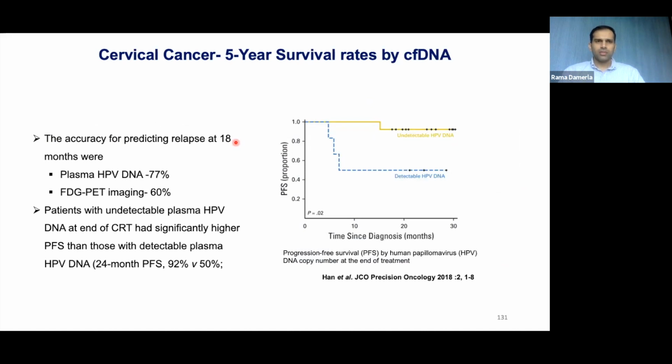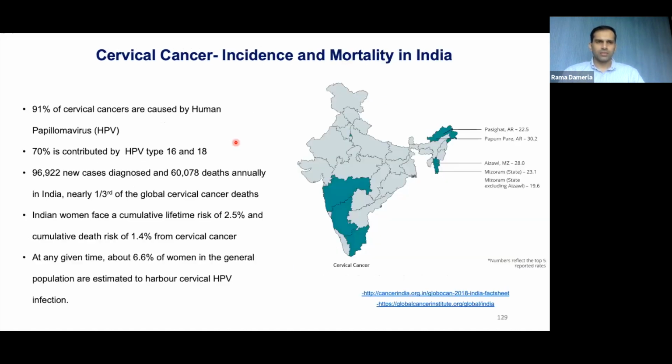So the accuracy for predicting relapse at, sorry, just move this.